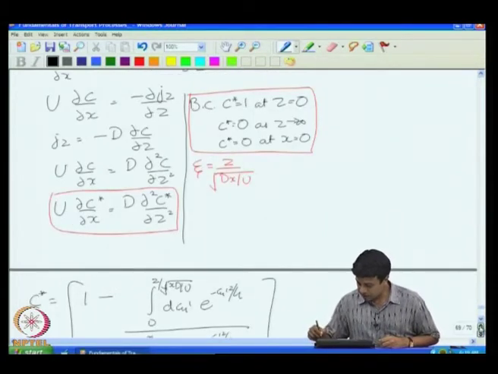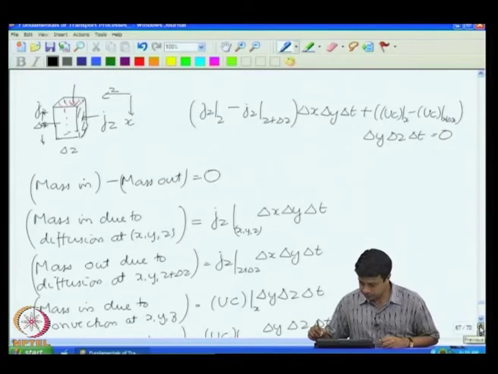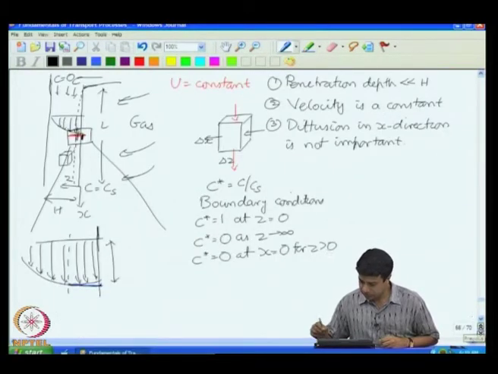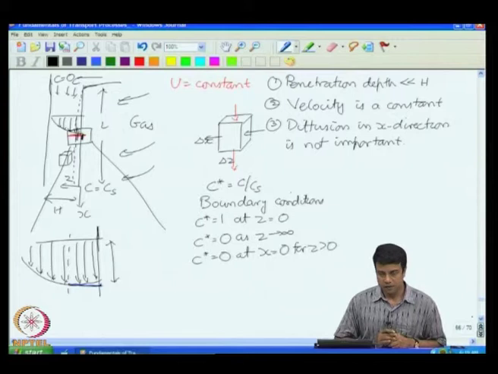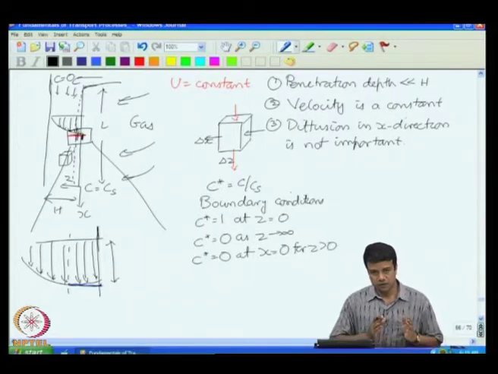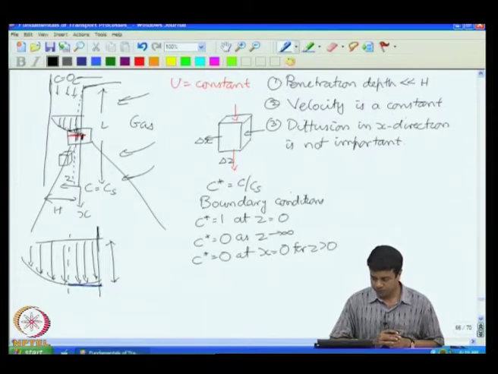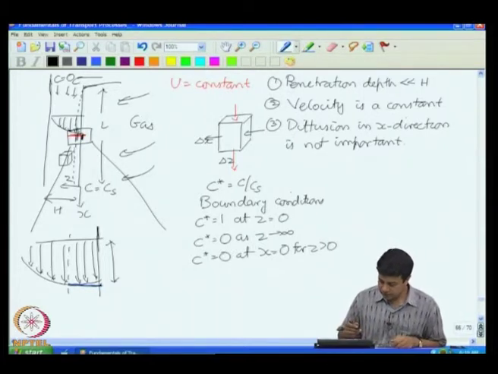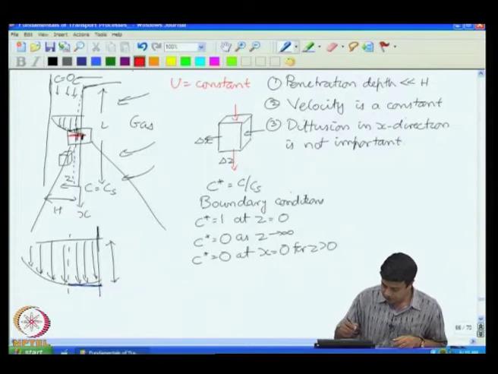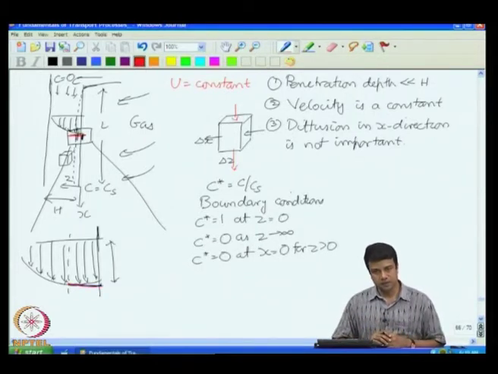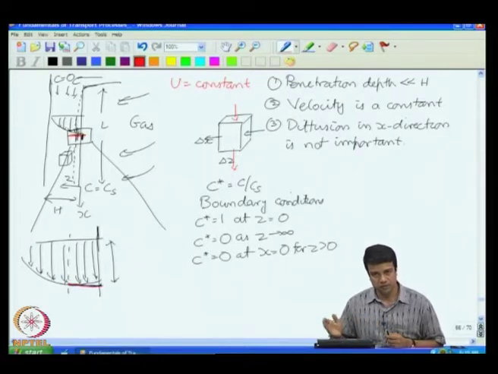The second assumption that we had is that the velocity is a constant. Velocity is a constant over distances comparable to the penetration depth. So, what is the variation in velocity very close to the surface? We will solve this problem a little later, but for the present we will use results that we will be deriving later in order to get limits on this.